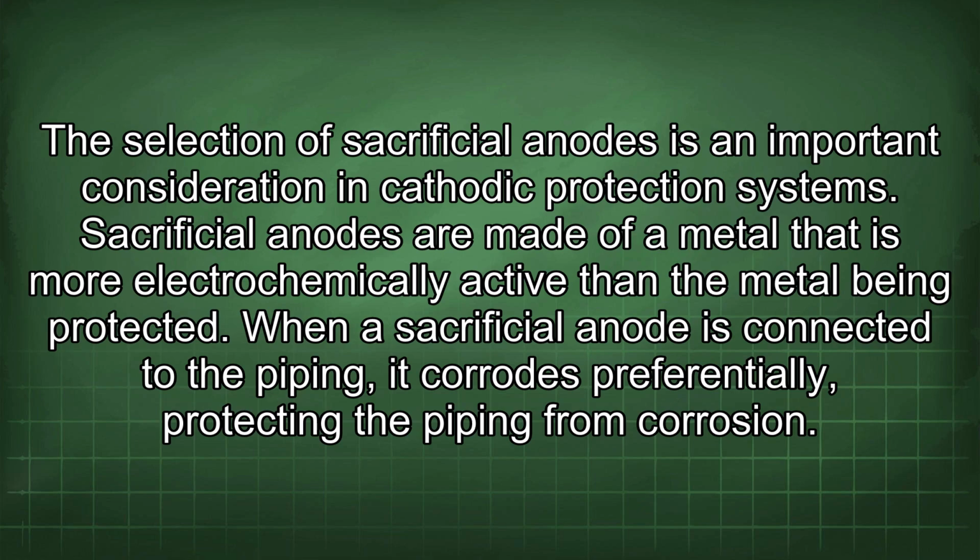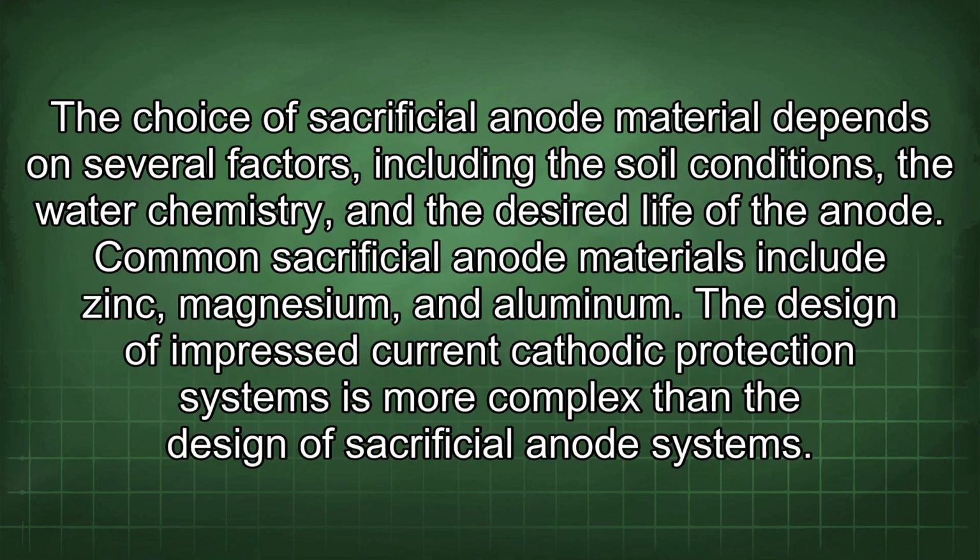The selection of sacrificial anodes is an important consideration in cathodic protection systems. Sacrificial anodes are made of a metal that is more electrochemically active than the metal being protected. When a sacrificial anode is connected to the piping, it corrodes preferentially, protecting the piping from corrosion. The choice of sacrificial anode material depends on several factors, including the soil conditions, the water chemistry, and the desired life of the anode. Common sacrificial anode materials include zinc, magnesium, and aluminum.